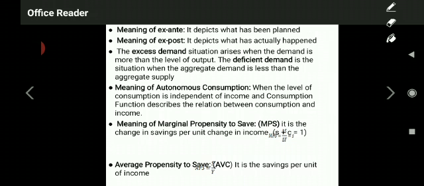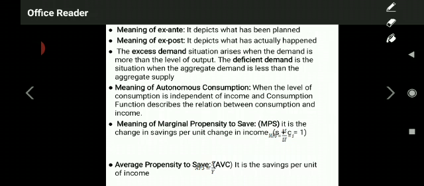Consumption function describes the relationship between consumption and income. These two are functioning here. When consumption and income are functioning together, that is called consumption function, for example.